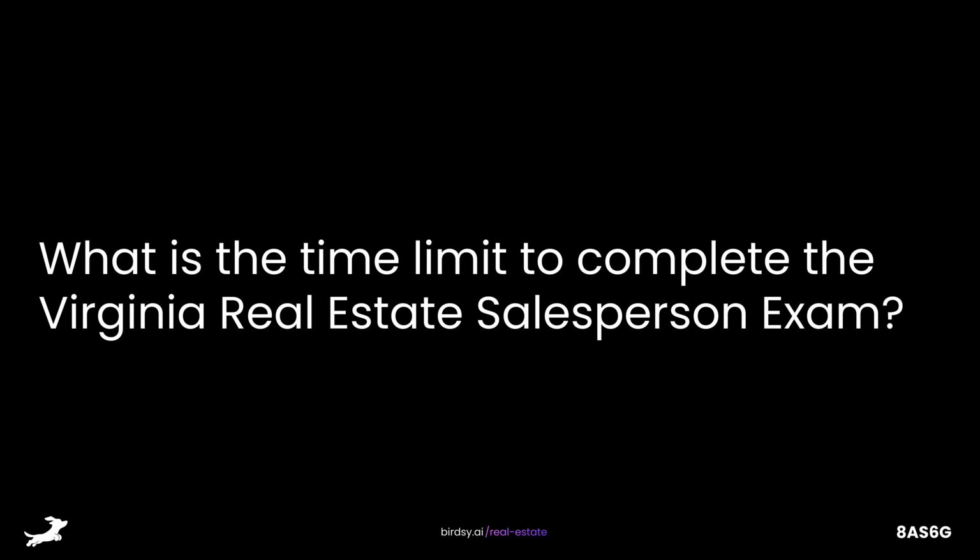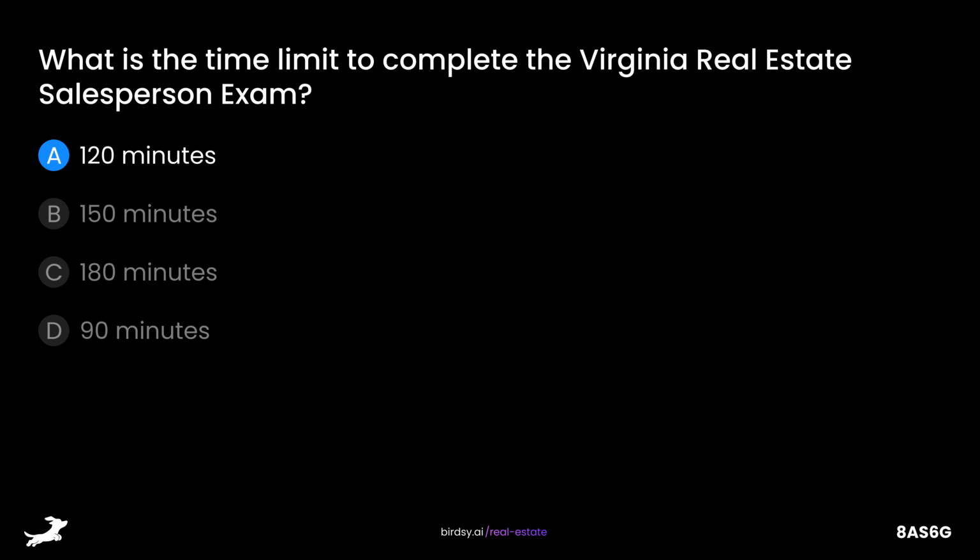What is the time limit to complete the Virginia Real Estate Salesperson exam? Is it A, 120 minutes, B, 150 minutes, C, 180 minutes, or D, 90 minutes? The answer is B, 150 minutes.